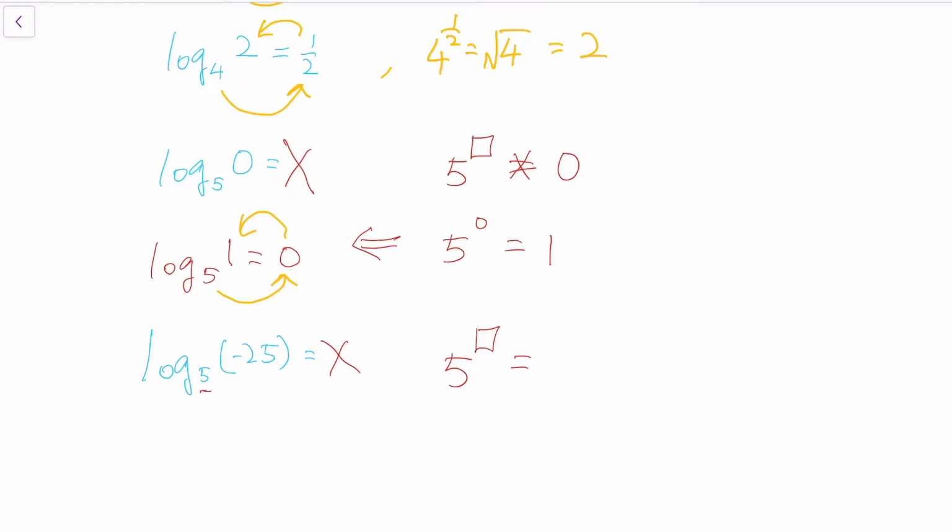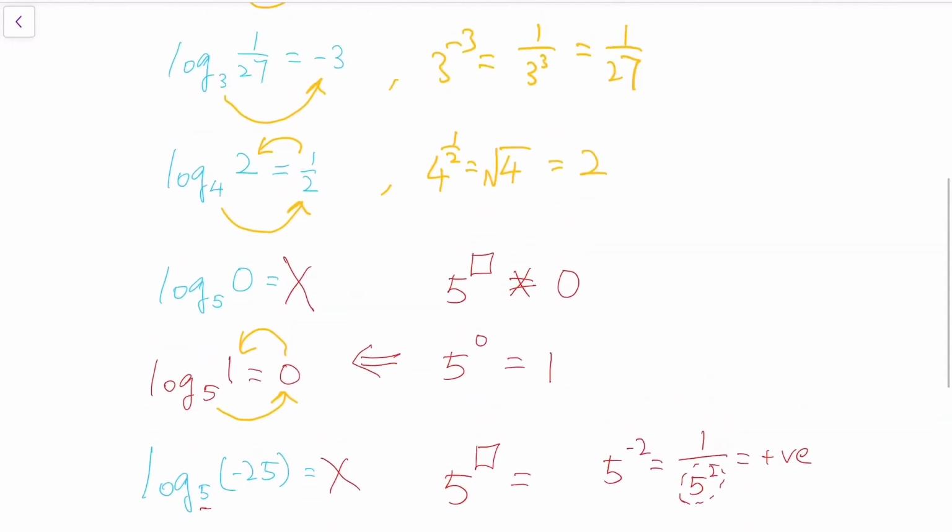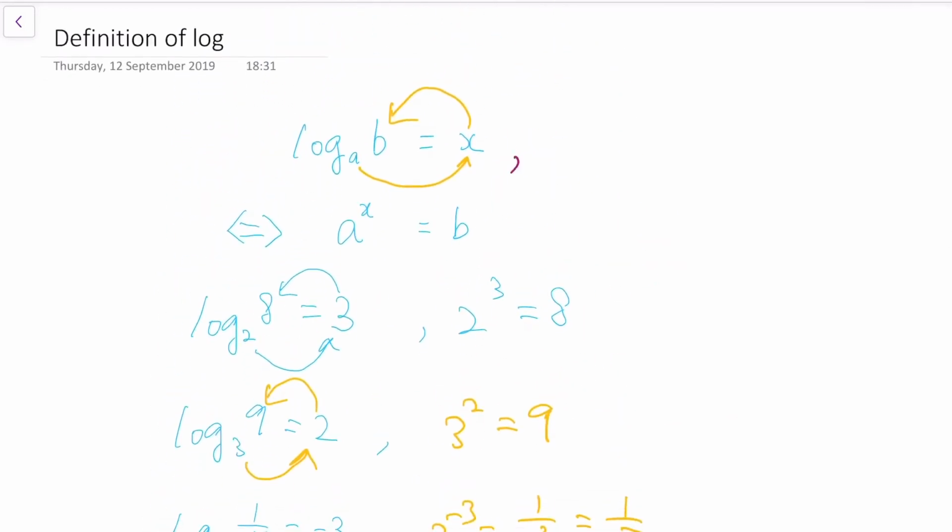Right? You may think, what about raised to a negative power? Well, negative power simply means 1 over it, 1 over 5 to the power of 2. Since 5 to the power of 2 is still positive, 1 over a positive number is still positive. So it is impossible for 5 to give a power of a negative number, right? So as you can see here, the number that you're trying to log cannot be negative and it cannot be 0. So as a rule, b has to be bigger than 0.